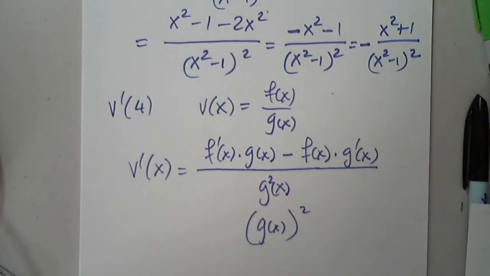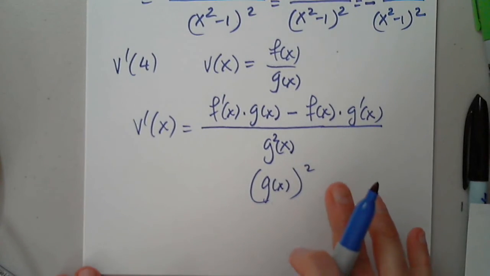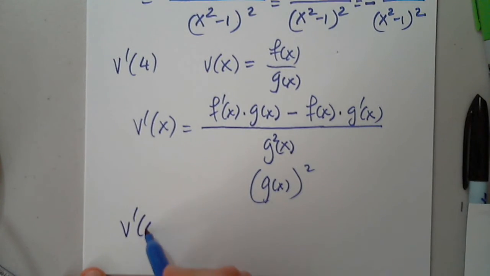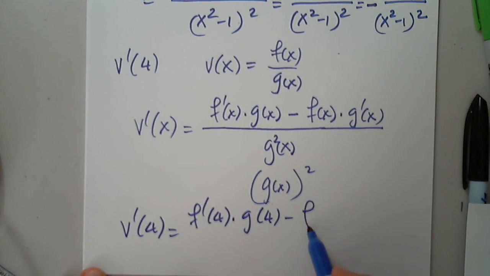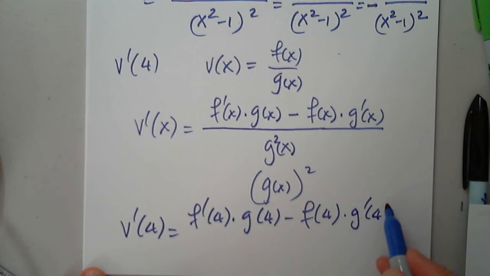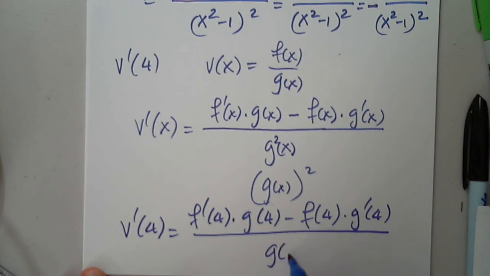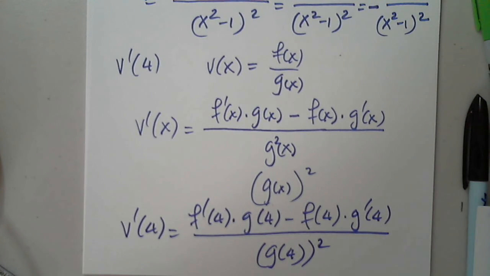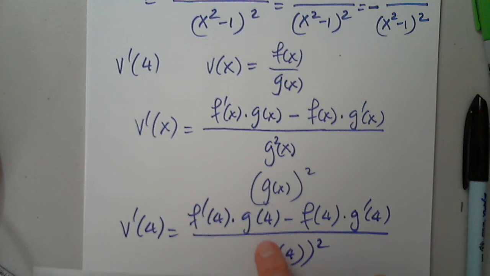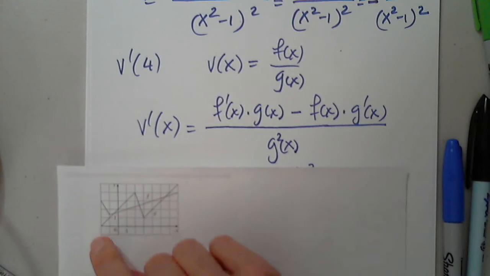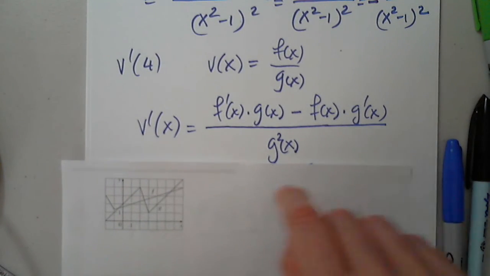Okay, then I can plug in 4. So now, after I have the function, I can plug in 4 and say f prime of 4 times g of 4 minus f of 4 times g prime of 4, everything divided by g of 4 squared. Okay, I have the graph, and everything happens at 4. I'm going to start with the easy part, g of 4, f of 4. Let's see. So G is this graph and F is this graph.